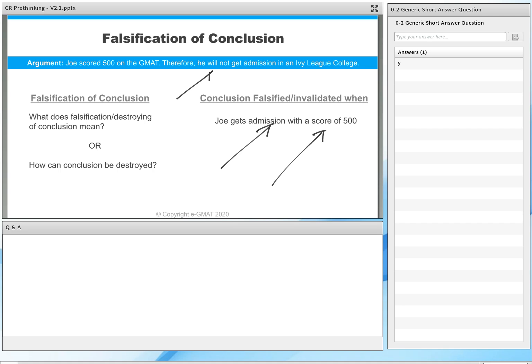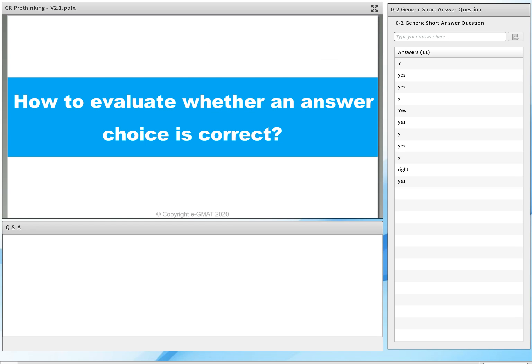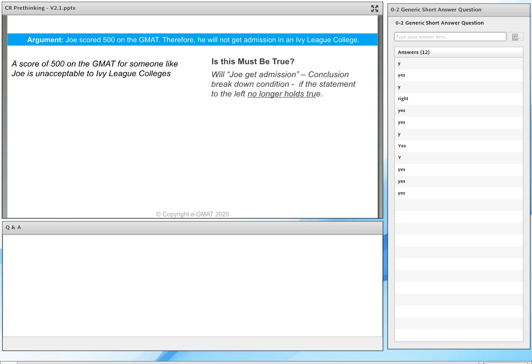Right? This happens, the author is no longer credible. He can no longer make that claim that Joe will not get admission into an Ivy League college. Okay. So how do you use this to figure out if the answer choice is correct or not? Now we said this is our correct assumption. It just felt very intuitive. So the question that we ask is, does it satisfy that must be true condition?